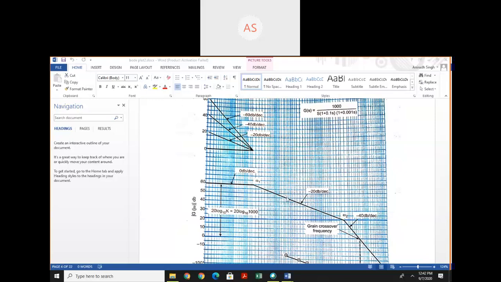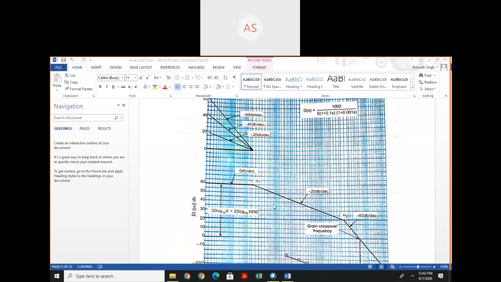So this is a 20 dB line, and at the second corner frequency, 100, the next pole is active. The second pole is activated, so for the second pole there is minus 40 dB. There are two poles at this corner frequency: the first pole is activated here and the second pole is activated at the second corner frequency. So draw a line of minus 40 dB per decade.